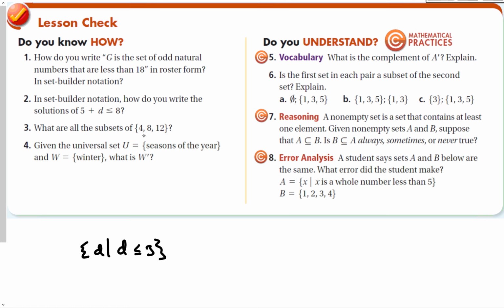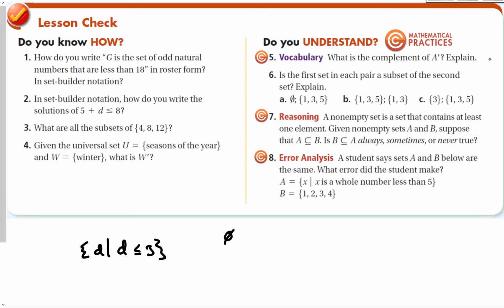What are all the subsets of 4, 8, 12? I don't want to write these all out, but it's the empty set, or the null set, the set of 4, set of 8, set of 12, 4 and 8, 4 and 12, 8 and 12, and then 4, 8 and 12. Given that the universal set U is equal to seasons of the year and W equals winter, what is the complement of W? What is W prime? That's everything that's not winter. That's spring, summer, fall.